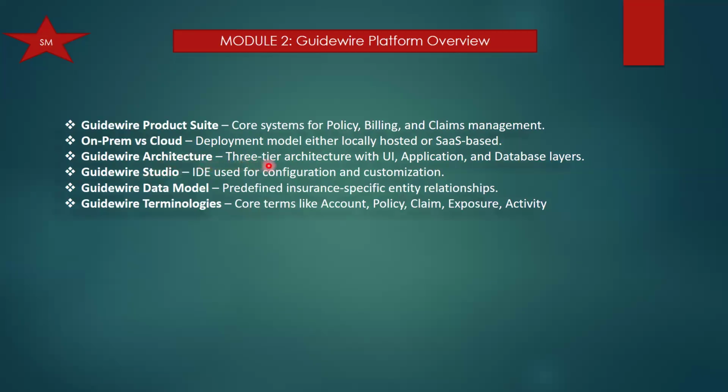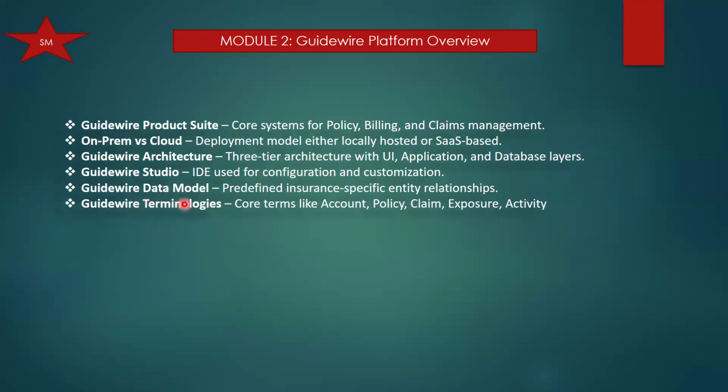And the Guidewire architecture. What is the architecture on this? So, three-tier architecture with UI, application, and database layer. Those people who are technically sound might understand these layers very fast, because they have coded earlier and built applications, so they know the three-layer architecture, UI, application, and database, how it works and what it is. And Guidewire Studio IDE is used for configuration and customization. Whenever you require any customization, and whenever you are going to start any new development, then you need to do some configuration, and you can even change the configuration also.